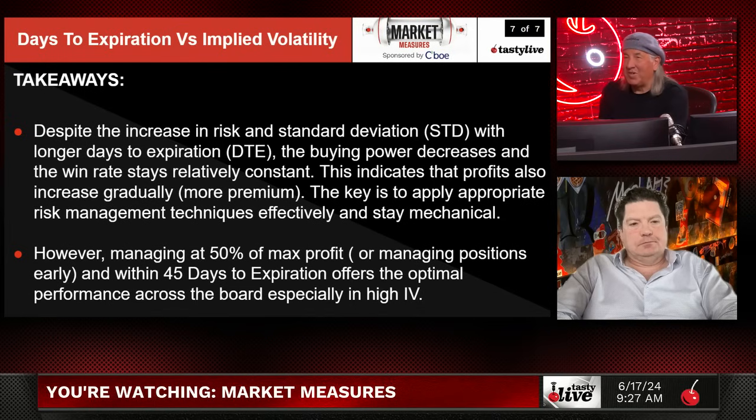Despite the increase in risk and standard deviation with the longer days to expiration, the buying power decreases and the win rates stay relatively constant. This indicates that profits also increase gradually, more premium. The key is to apply the appropriate risk management techniques effectively and to stay mechanical. However, managing at 50% of max profit or managing positions early, that's 21 DTE, and within 45 days to expiration offers the optimal performance across the board, especially in high implied volatility, but also in lower implied volatility.